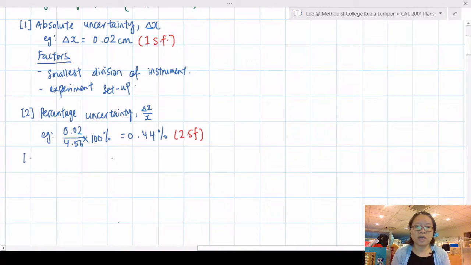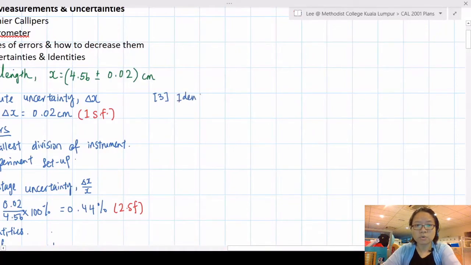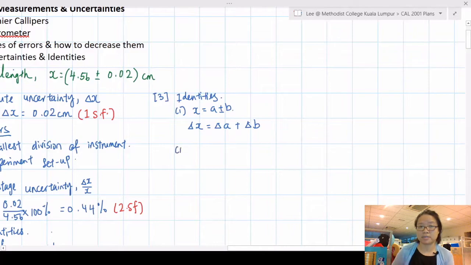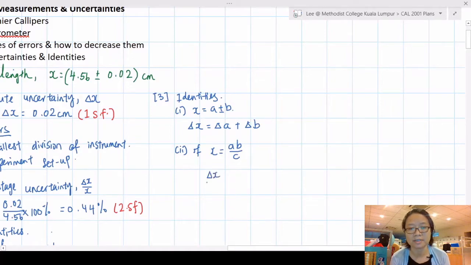And now we're going to look at different identities. Okay, so identities regarding uncertainties. So I'm going to give you a few general identities that are generally relevant for you right now. Let's say to find x, I take a plus b. So to find the uncertainty in x, I will sum up the uncertainty. So it doesn't matter whether it's plus or minus. As long as you take two readings, you add on the uncertainty.